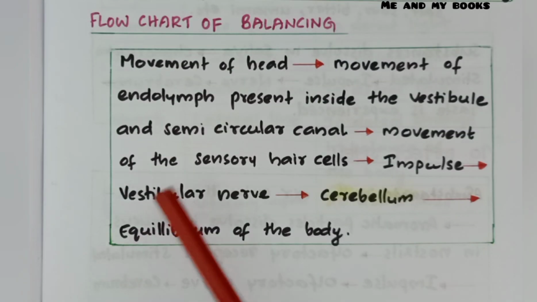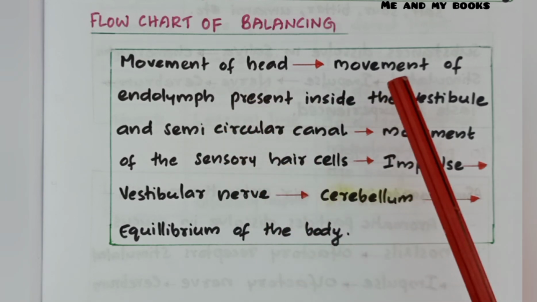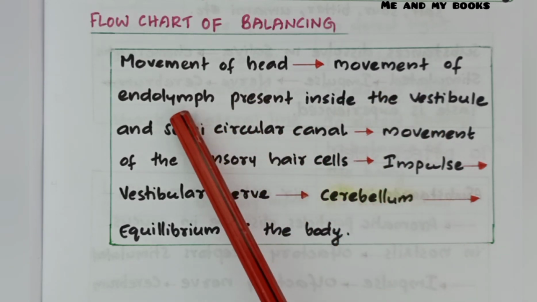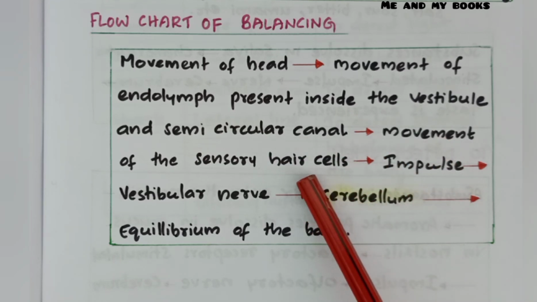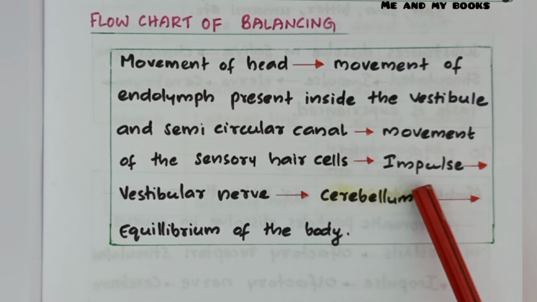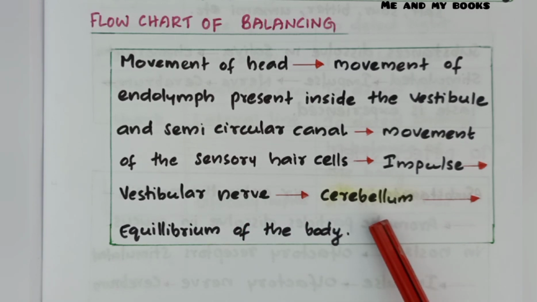Flow chart of balancing. Movement of head. As a result, what happened? Movement of endolymph present inside the vestibule and semicircular canal. Movement of sensory hair cells. As a result, impulse is formed, carried by vestibular nerve to the cerebellum, and equilibrium of the body is maintained.